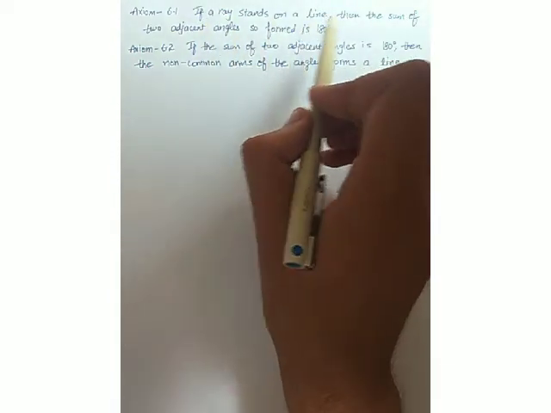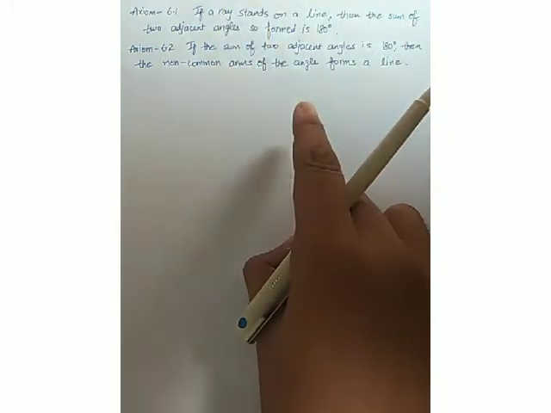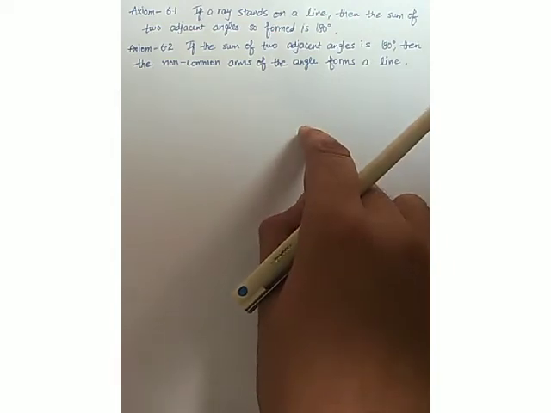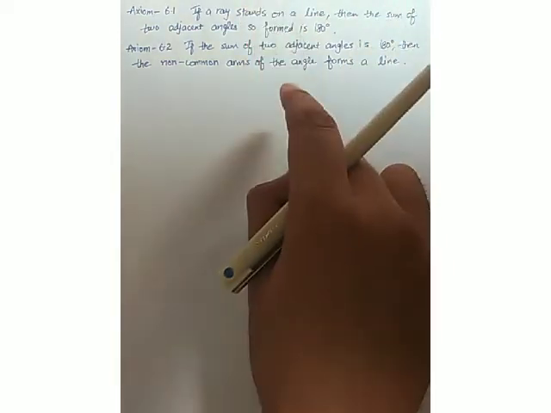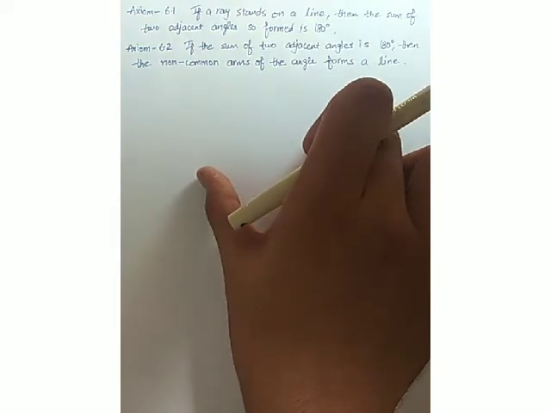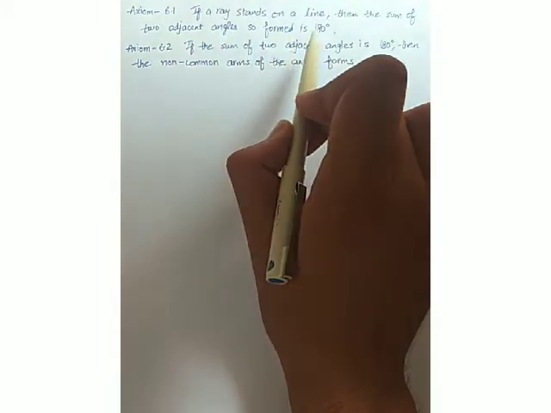If a ray stands on a line, now what is a ray? A ray is a kind of line which has only one terminating point, or one starting point or one ending point. That is known as a ray. And what's a line? Of course, a line having two endpoints is known as a line. Then the sum of two adjacent angles so formed is 180 degrees.